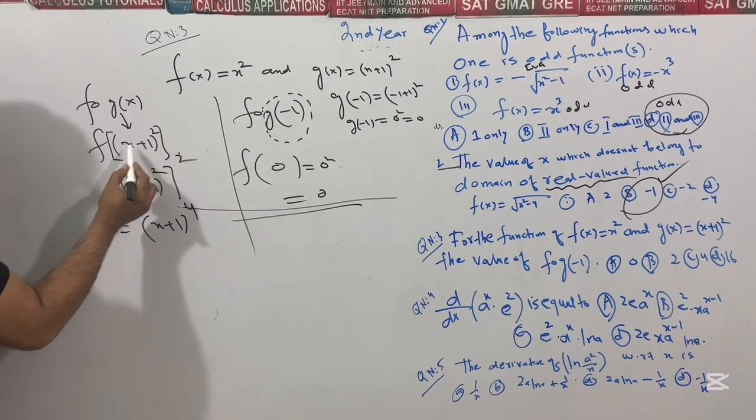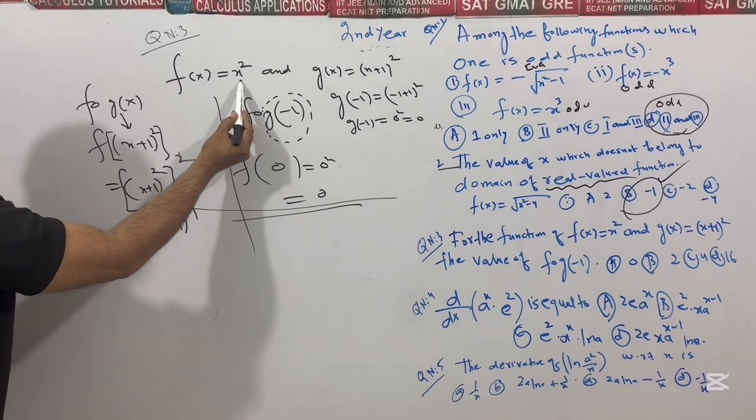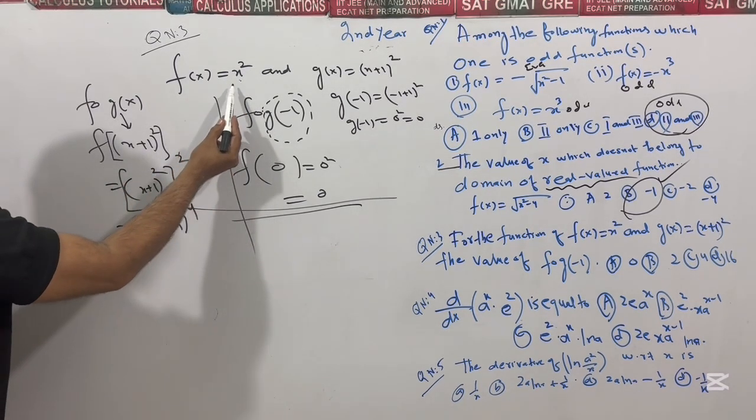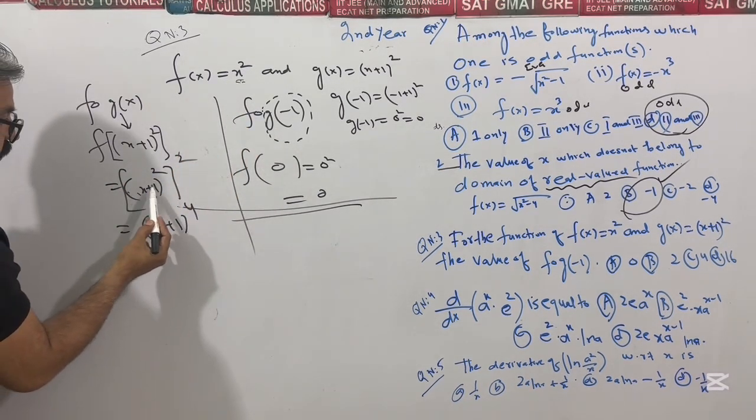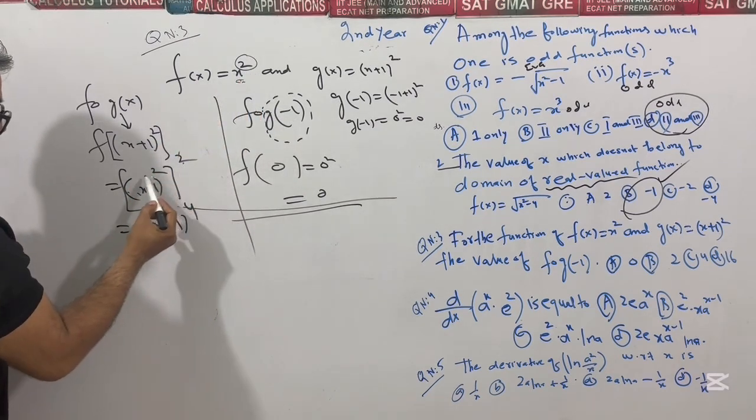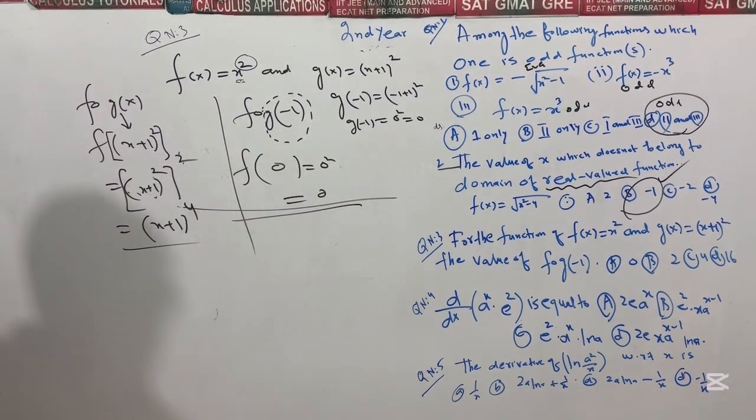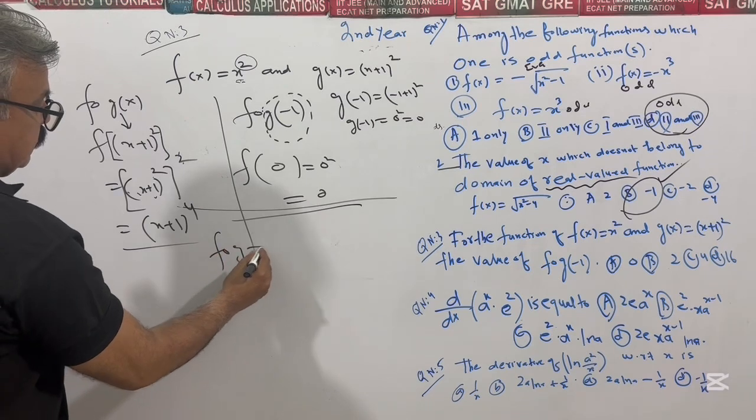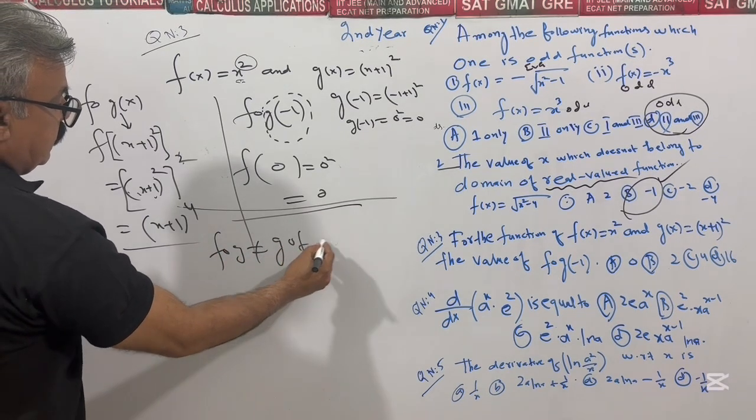f of x is x square. Instead of x, I have written x plus 1 whole square. This square remains the same. 2 times 2 is 4. That's our answer. And we are familiar that fog does not equal gof. Generally, fog does not equal gof.